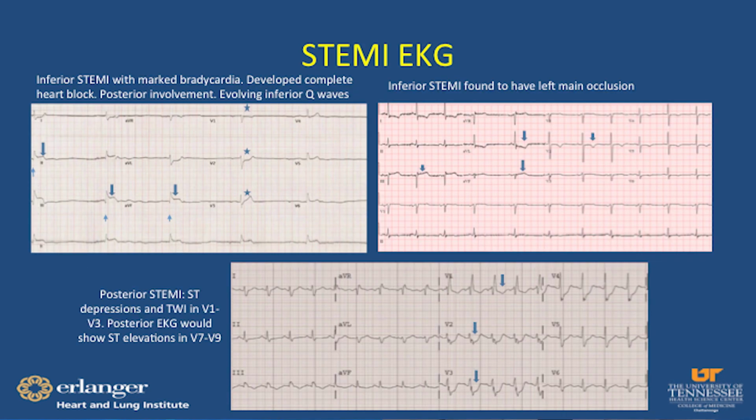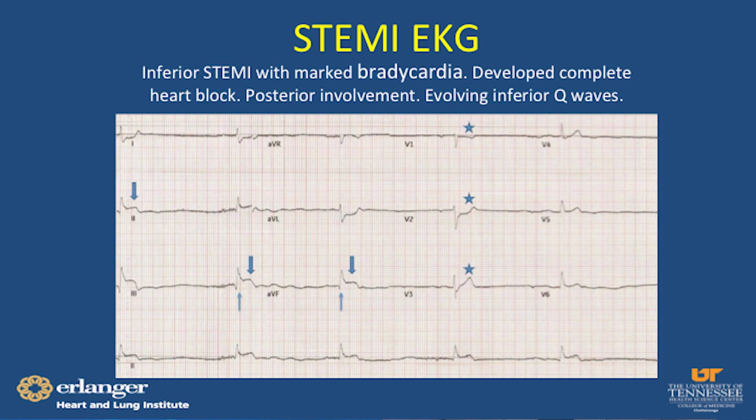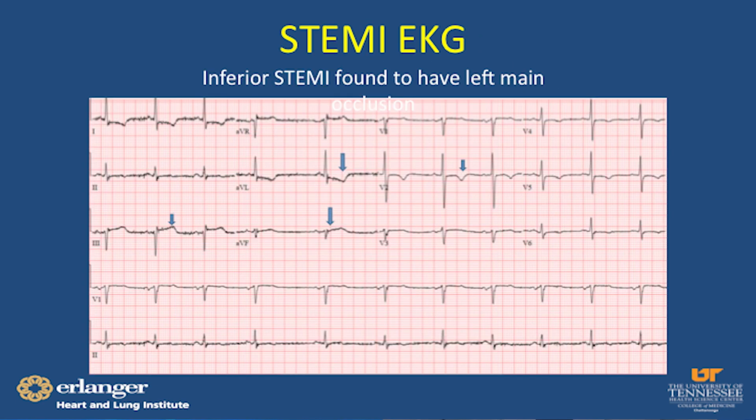EKGs for STEMI can be subtle or they can be fairly obvious. The first EKG here shows ST elevations in the inferior leads, so leads 2, 3, and AVF, and those are marked with the large downward pointing blue arrows. This also shows some developing Q waves with the upward pointing blue arrows. And this patient also has some posterior extension of the STEMI, which is denoted by these blue stars in leads V1, V2, V3.